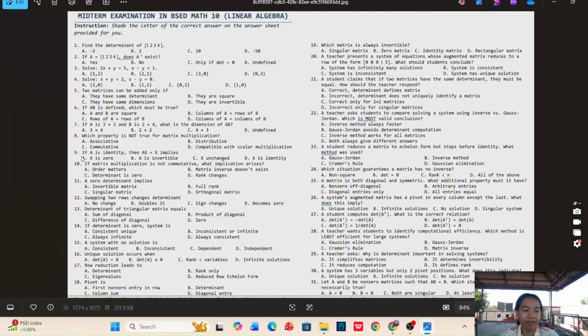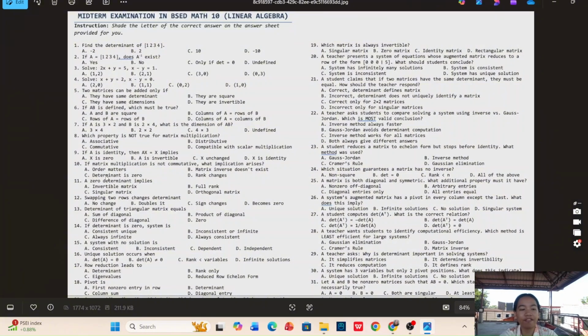Number 9 question. If A is identity, then AX equals X implies... The correct answer for number 9 is letter C, which is X is unchanged. The identity matrix leaves any matrix unchanged when multiplied.